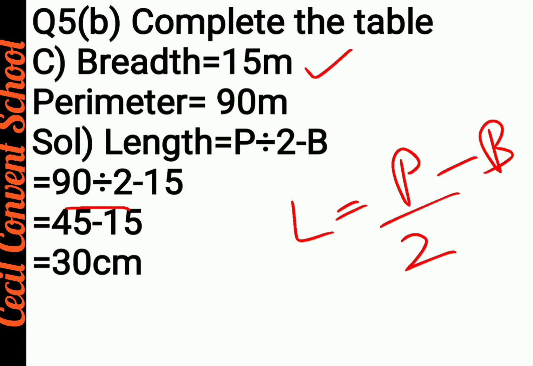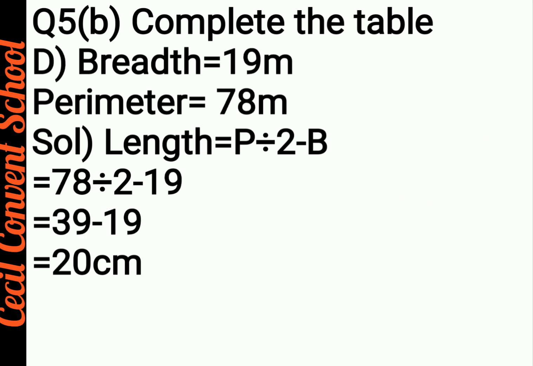Clear? Similarly we do D part. In D part breadth is given, perimeter is given. It is the same as C part only. Length formula is P divided by 2 minus B. P is 78 divided by 2 minus 19. Firstly divide them. When you divide it, answer comes 39 minus 19. So answer will be 20 centimeter.